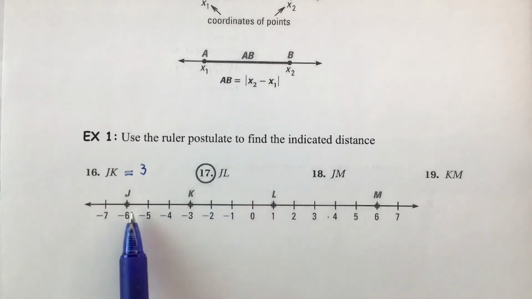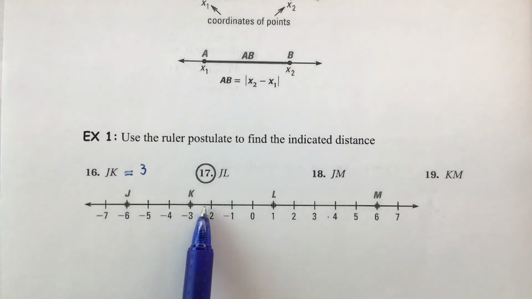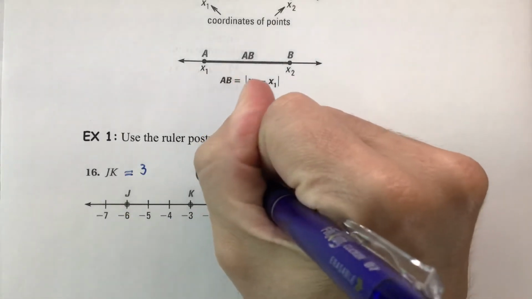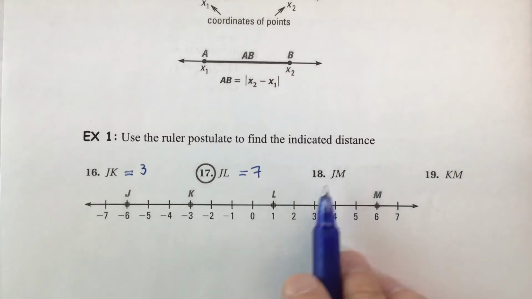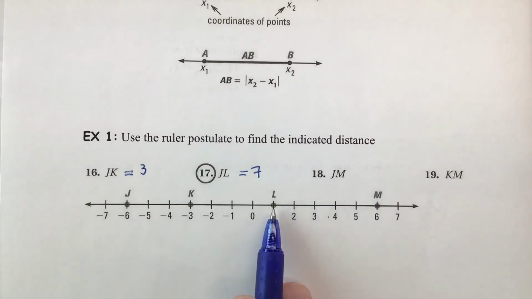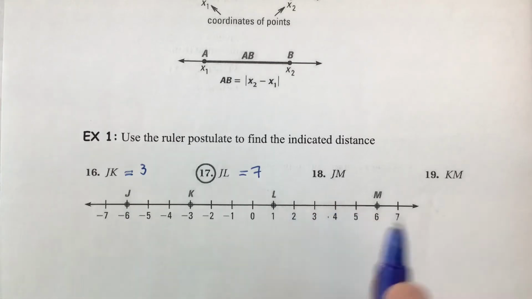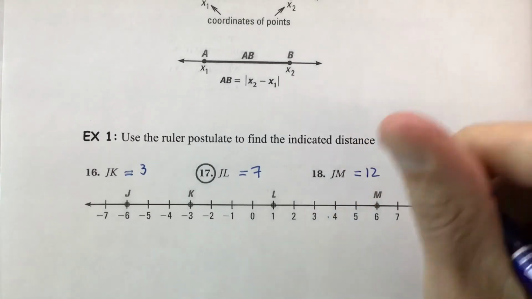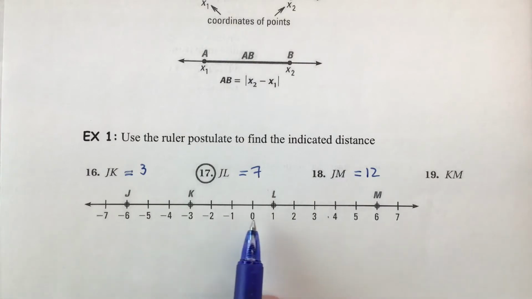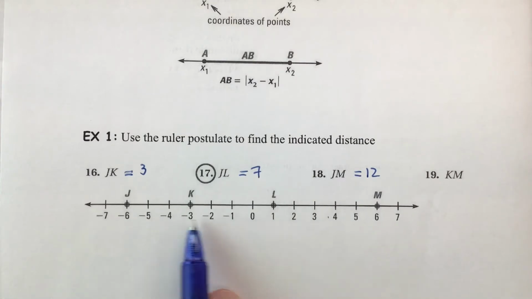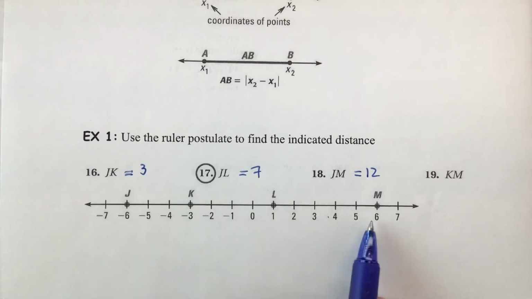J to L. From J to L, we already know 3 to K, so we've got 4, 5, 6, 7. So that would be equal to 7. JM, that would already be to 7 here, and then going to M, we're going to have 8, 9, 10, 11, 12. That'd be 12. And if you're not building off of the others, the way you can do it is just say, look, here's 0. From 0 to negative 6 is 6. 0 to 6 is 6. 6 plus 6 is 12.